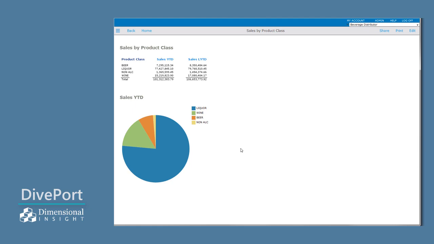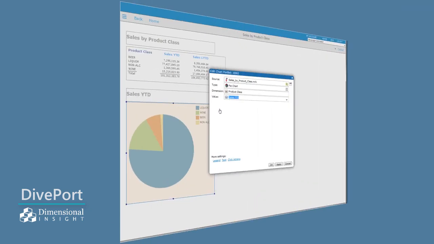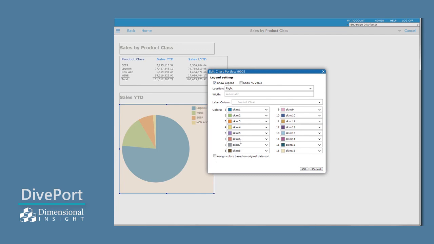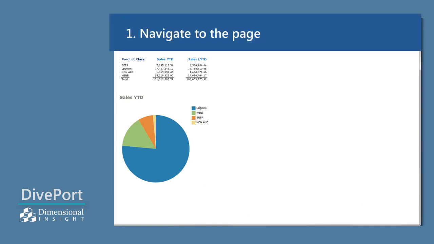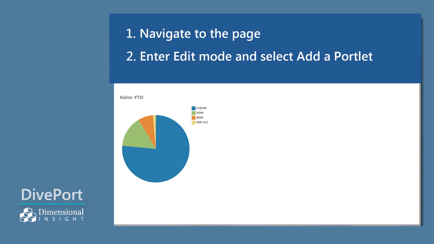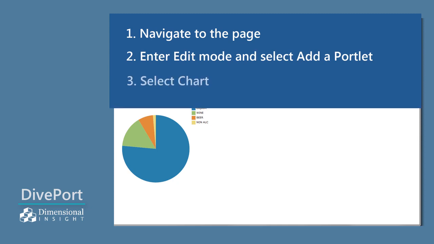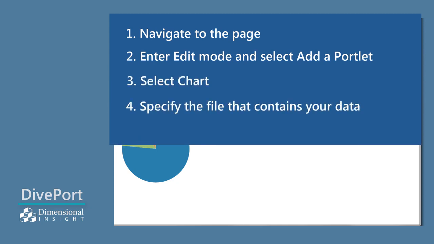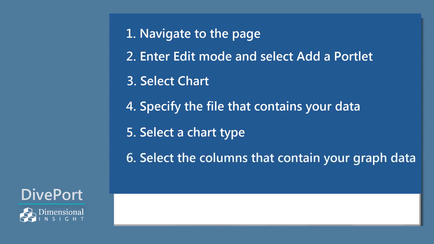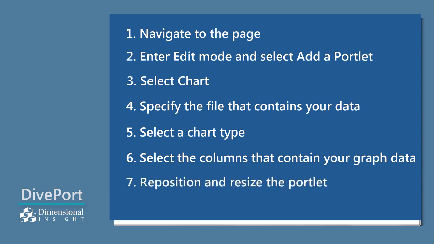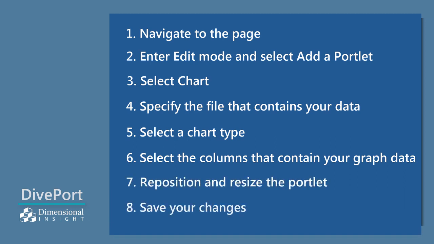Note that you can change the appearance of the graph in several ways, for example by adding a title or by changing the colors of the pie slices. So that's how you add a chart portlet to a page. You navigate to the page, enter Edit mode and select Add a Portlet, select Chart, specify the file that contains the data you want to graph, select a chart type, select the column or columns that contain the values you want to graph, reposition and if necessary resize the portlet, and save your changes.